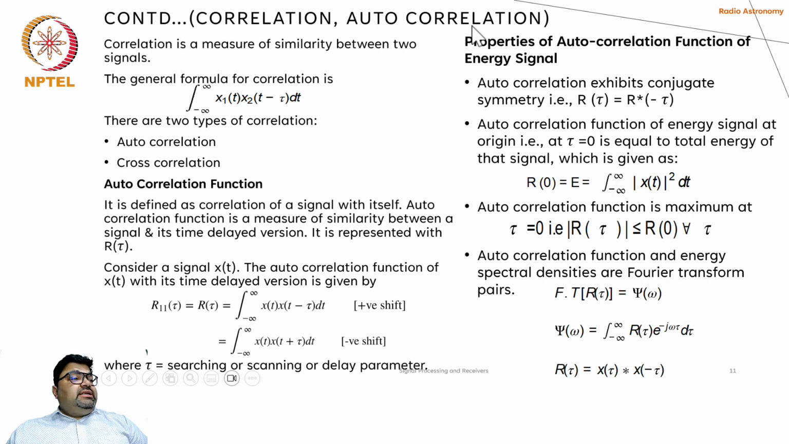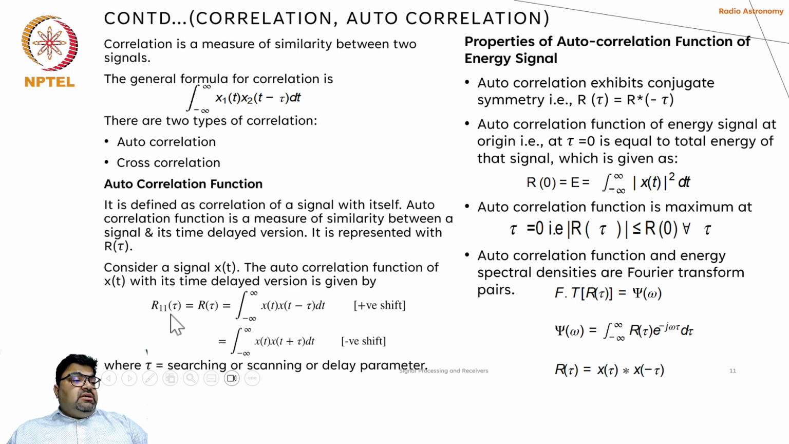Correlation and autocorrelation. Correlation is a measure of similarity between two signals. The general formula is given by the integral from -∞ to +∞ of x1(t) and x2(t - tau) dt. There are two types of correlation, autocorrelation and cross-correlation. Autocorrelation is defined as the correlation of a signal with itself. The autocorrelation function is a measure of the similarity between a signal and its time-delayed version. It is represented by R(tau).